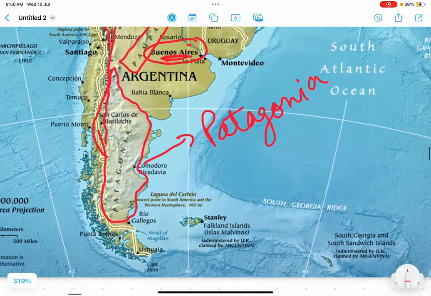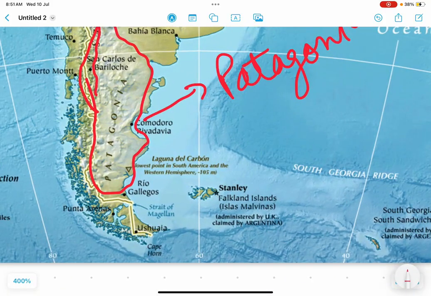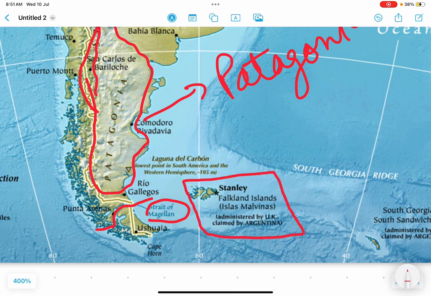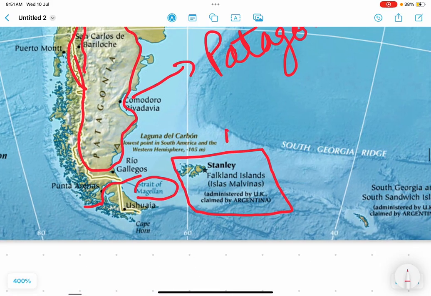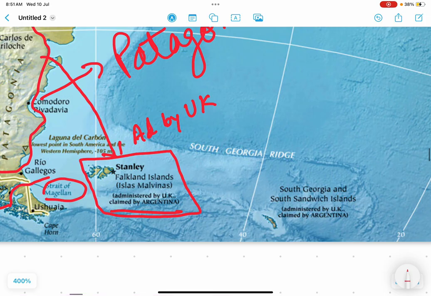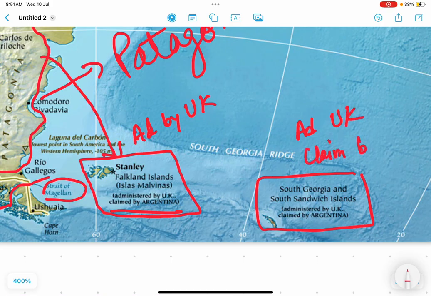So at the bottom we need to go and see some of the places. You can see this is Strait of Magellan right here. It is used by ships. Then we have Falkland Islands. This is administered by UK, but Argentina also claims it. That is written right here. Then we have South Georgia and South Sandwich Islands. Same thing. Administered by UK and claimed by Argentina.